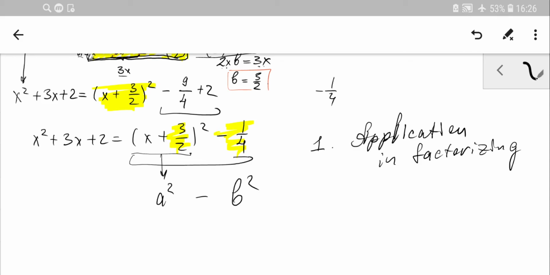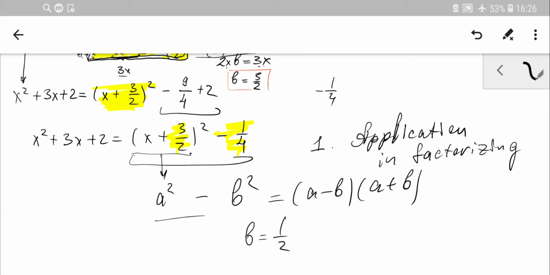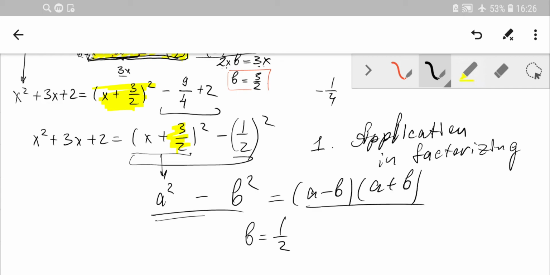So what you can do, you can apply this formula, which is simply a minus b and a plus b. So in your case, 1 over 4 is b squared, so b is simply 1 over 2. So instead of 1 over 4, we can have the following. It's going to be 1 over 2 squared. Now you have a difference of 2 squares. And apply this, so you can factorize. So second application.